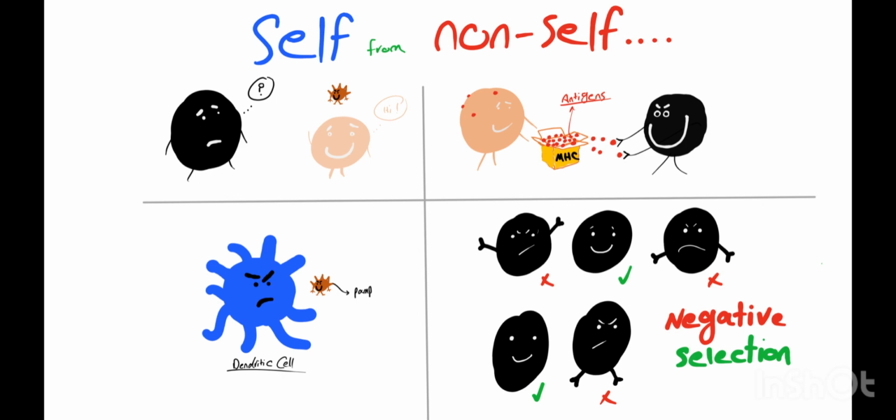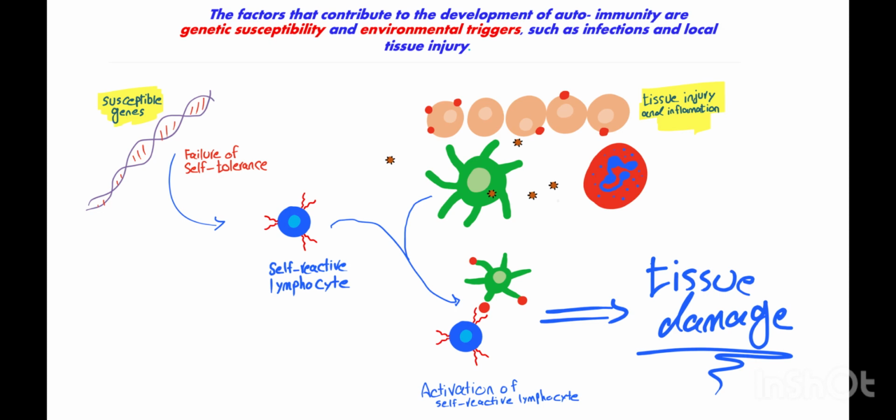In peripheral tolerance, mechanisms like regulatory T cells suppress self-reactive immune responses outside primary lymphoid organs. When these regulatory mechanisms fail, the immune system is no longer capable of distinguishing between self and non-self, resulting in an unusual activity of this system, which we call autoimmune diseases. The factors that contribute to the development of autoimmunity are genetic susceptibility and environmental triggers, such as infections and local tissue injury. Susceptibility genes may disrupt self-tolerance mechanisms, and infection or necrosis in tissues promotes the influx of autoreactive lymphocytes and activation of these cells, resulting in tissue injury.